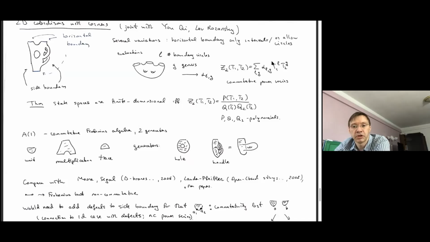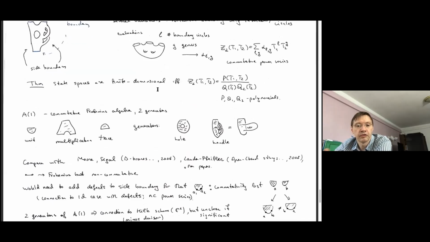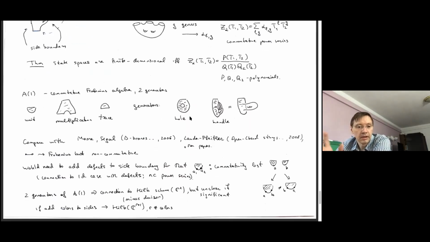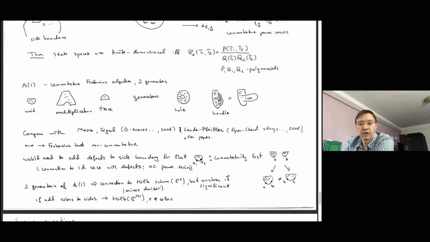And when you form the generating function, you get a series in commuting variables T1, T2, T1 for the number of components, T2 for handles. And here the straightforward theorem is that the state spaces are finite dimensional if this generating function has the form polynomial divided by polynomial in T1 and T2. So notice that we don't put just a polynomial in T1, T2, it has to be a ratio. And that's exactly the case when the state spaces are finite dimensional. And I am out of time, so I should stop here.